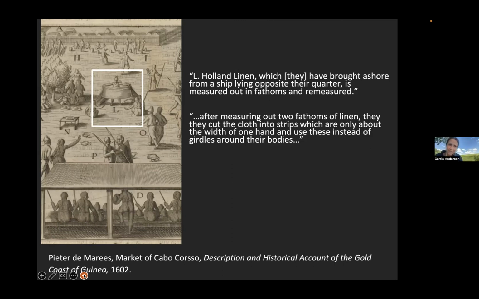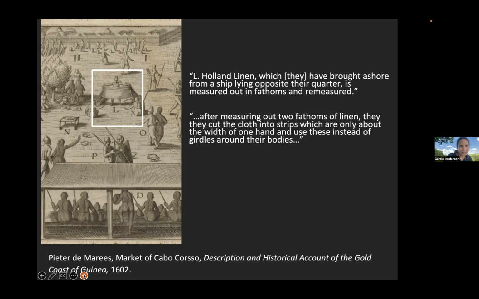The fact that they cut these linens into strips is perhaps an approximation of a West African strip loom too, right? So maybe there's an effort to transform a European-made textile into one that was suitable for purposes in West Africa, perhaps. Again, this is the beginning. These are research questions, not answers.